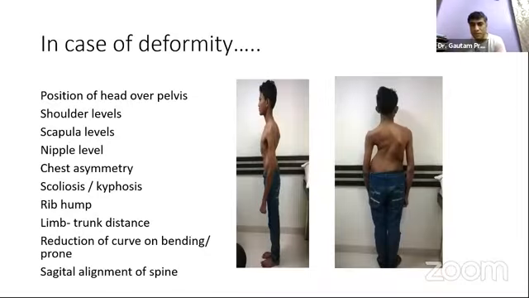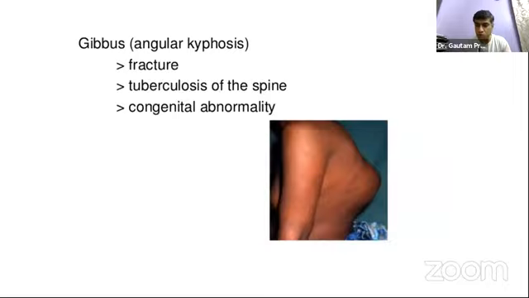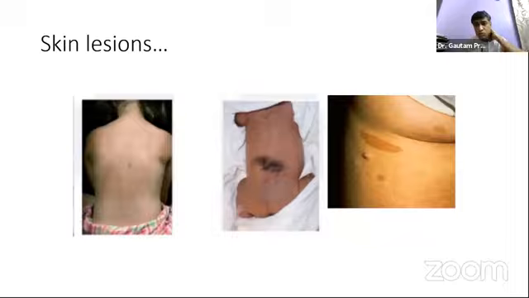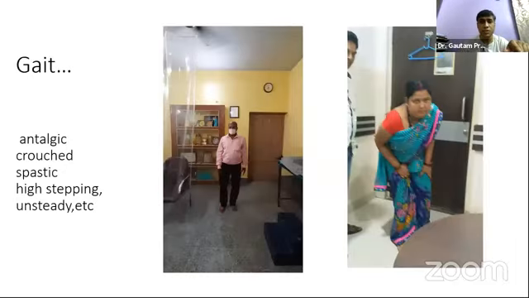On bending, does the curve decrease? When you make the patient prone, does the curve decrease? So these are the things which we have to see in deformity cases. Along with this, try to check if there are any skin lesions like a cafe-au-lait spot or any neurofibroma seen. So these are the things which one should see on inspection in a scoliosis patient.